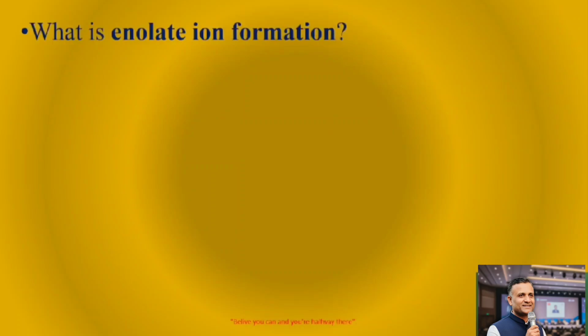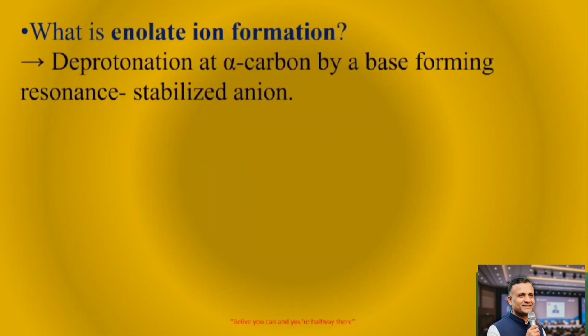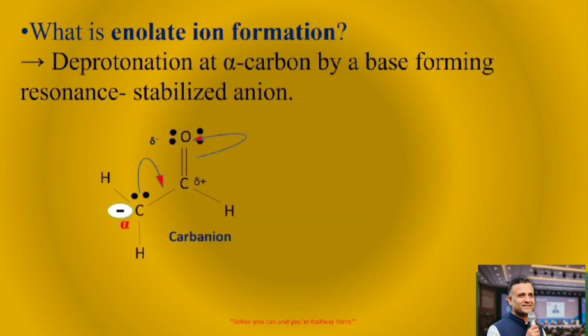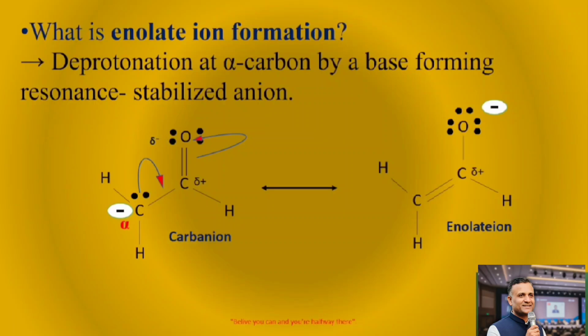What is enolate ion formation? Deprotonation at alpha carbon by a base gives a resonance stabilized anion. Abstraction of hydrogen atom from the alpha carbon resulting in a negative charge on the carbon is called as a carbanion. This carbanion is stabilized by resonance and forms the enolate ion, which is having a carbon-carbon double bond and an anion formed on the oxygen atom due to the electronegative atom.